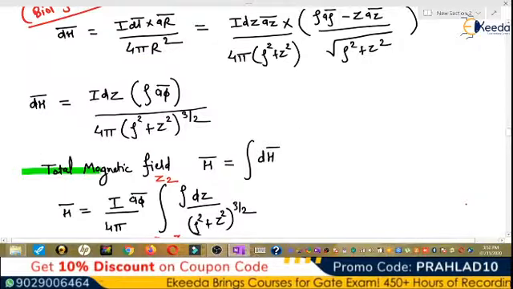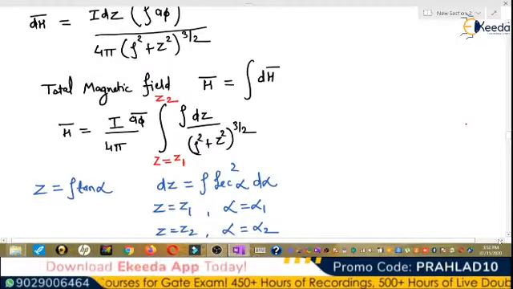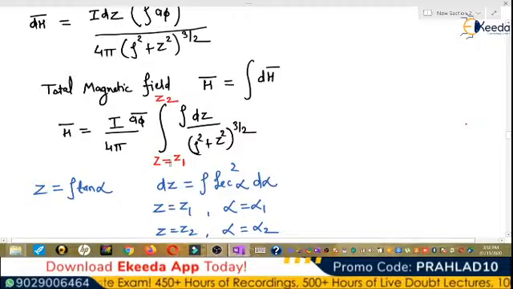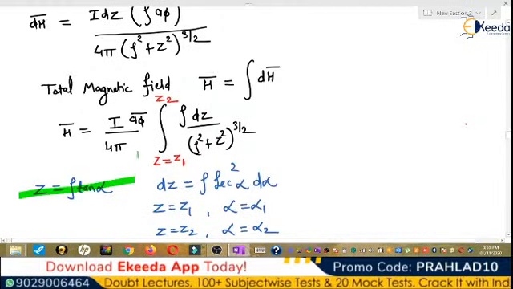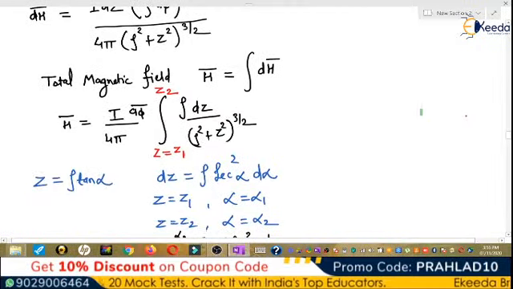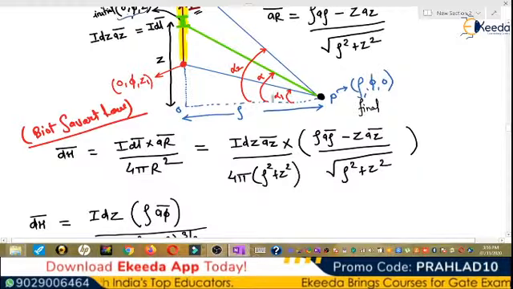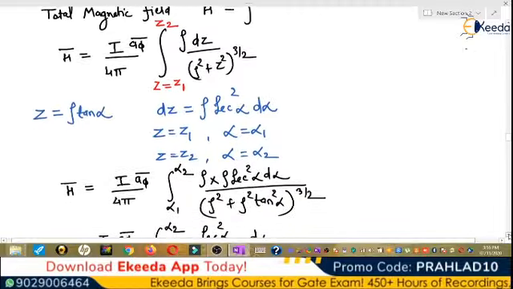So total magnetic field H is equal to the integration of dH, so I by 4 pi aφ, z equal to z1 to z2, we will integrate it, it is rho dz upon (rho squared plus z squared) to the power of 3 by 2. So to solve this integration, we will put z equal to rho tan alpha here. So dz is equal to rho sec squared alpha d alpha. When z is equal to z1, from the figure we can observe alpha is equal to alpha 1. When z is equal to z2, then alpha is equal to alpha 2.